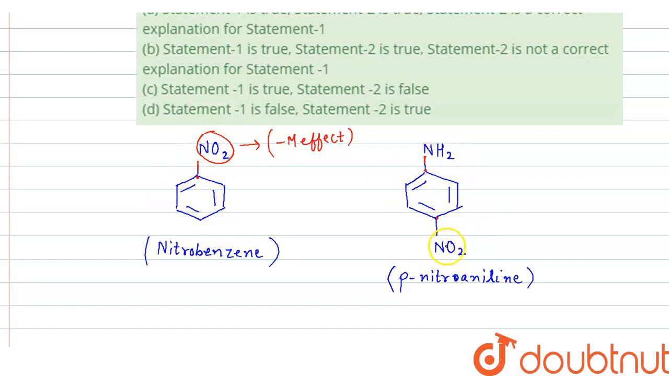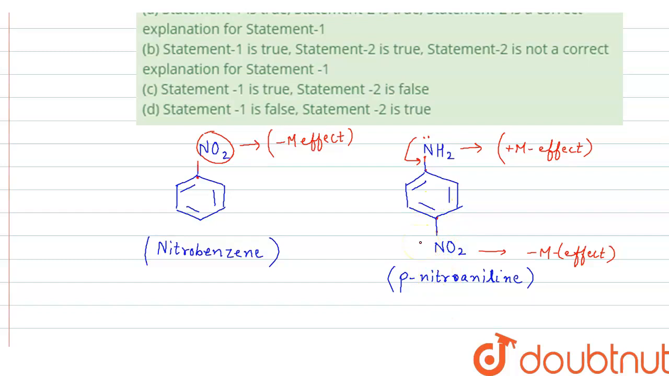Then here we have NH2 and NO2. Now we know that in NH2 nitrogen has a lone pair, so it has tendency to donate the electrons, so it is electron donating in nature. It shows plus M effect, so it will donate this pair of electrons to the ring. Now here we have NO2, which will show minus M effect, which will withdraw the electron towards itself from the ring.